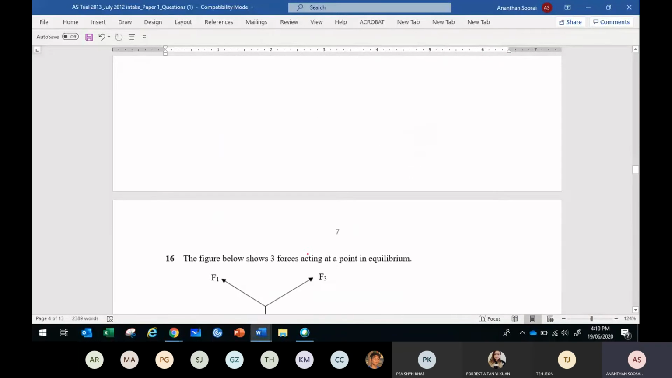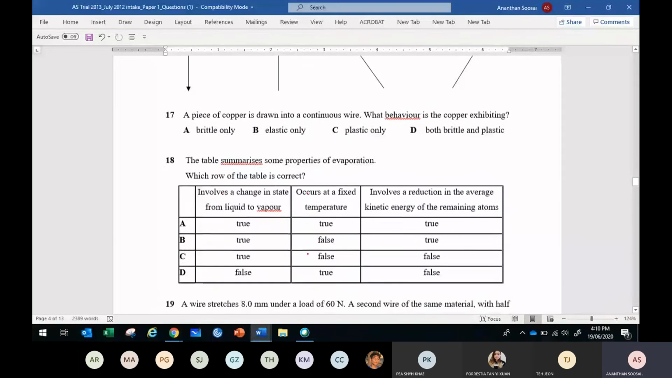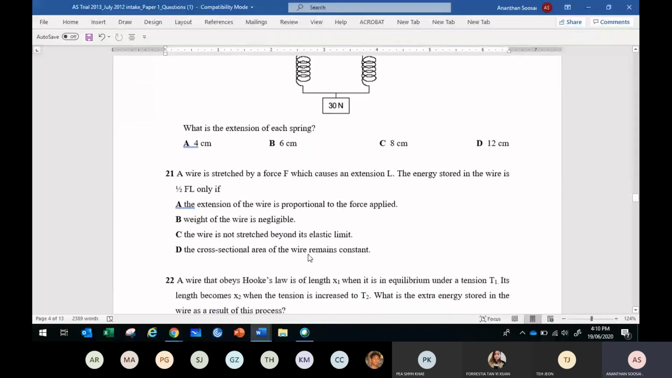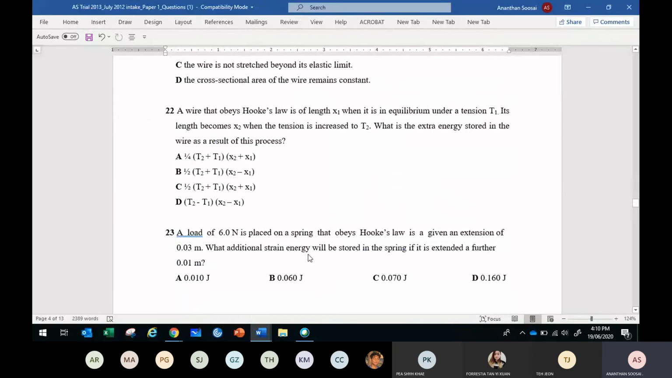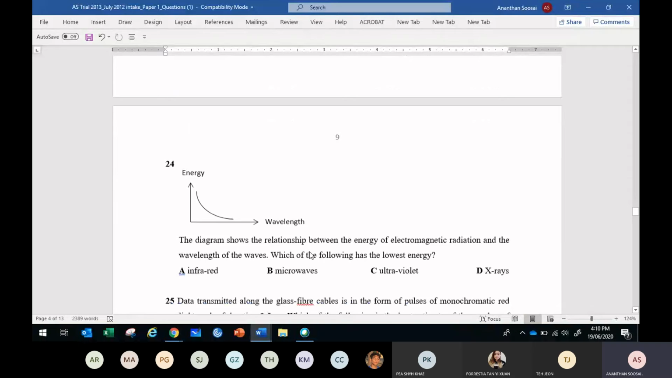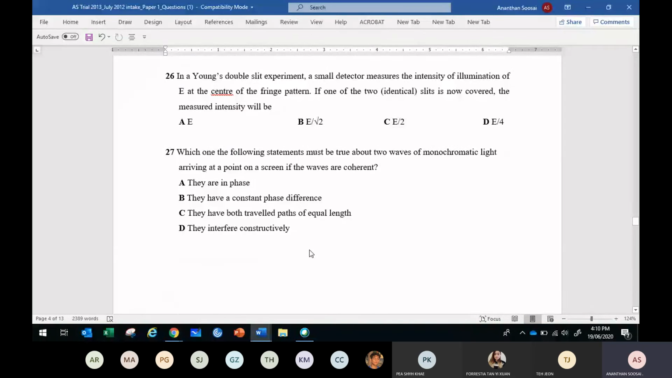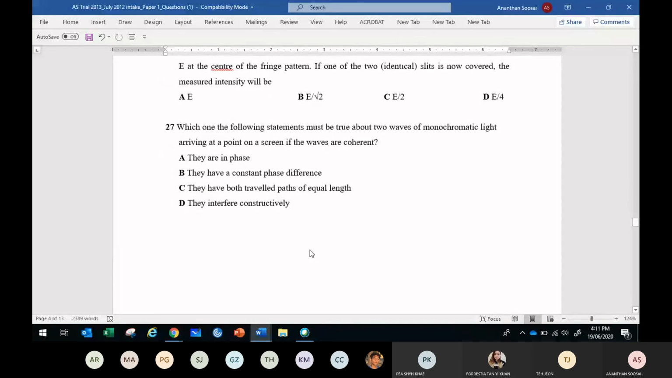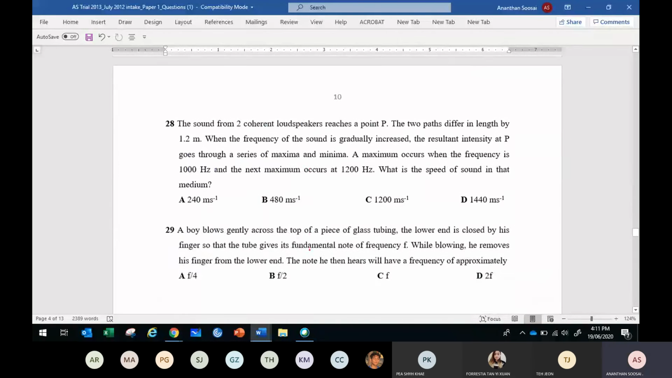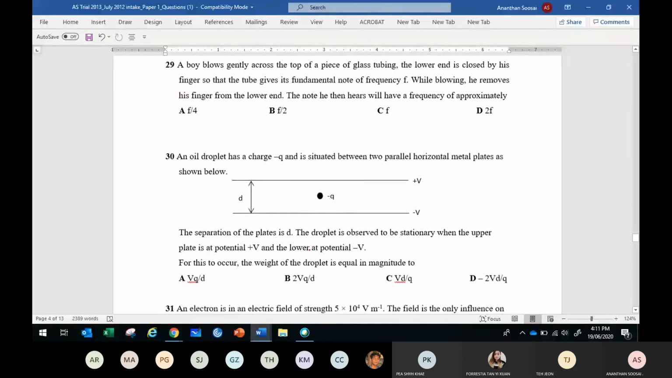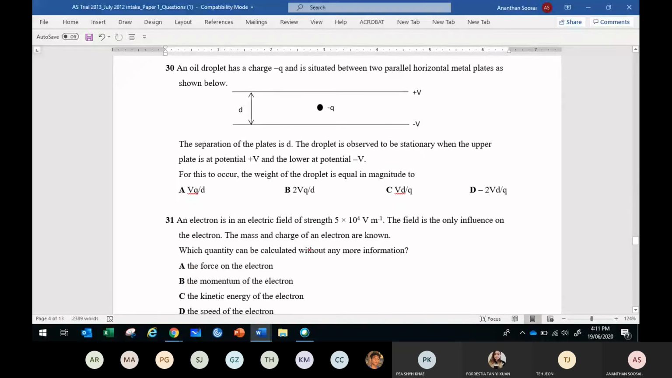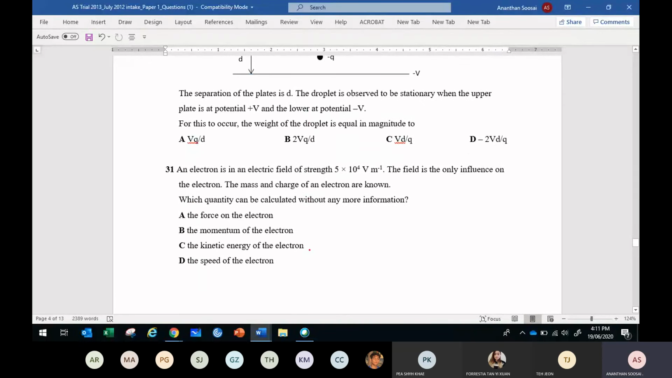Okay, not this one. Glass fiber, Young, more than this. Oh, it's all okay, manageable.